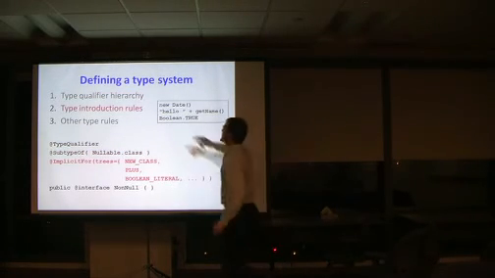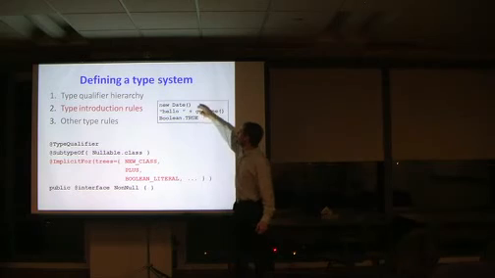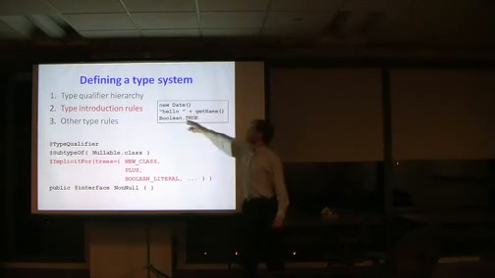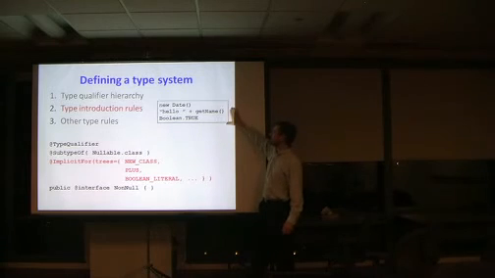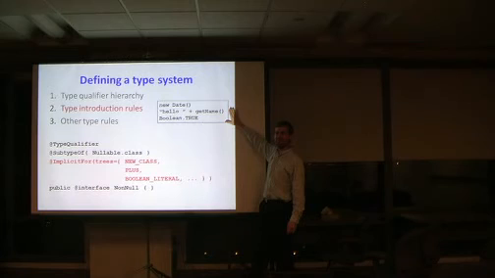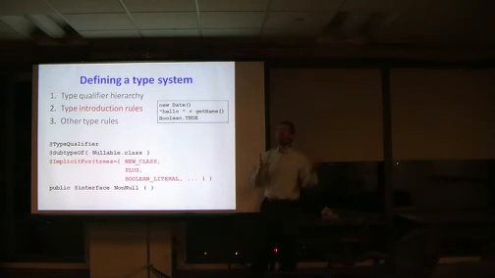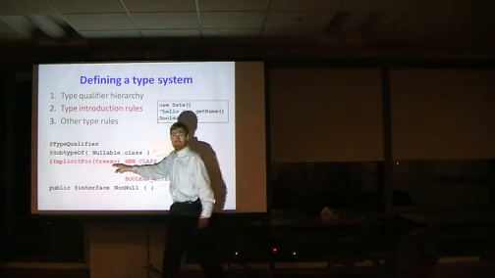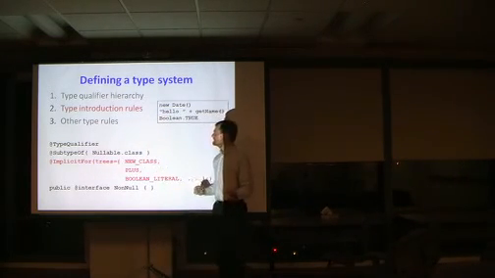The next thing to do is type introduction rules. So if you say new Date, or "hello" plus getName, or Boolean.TRUE, all of these things are non-null. They're guaranteed never to be null, these expressions. But you don't want to have to write that every time. So we say that this is implicit for trees, essentially, this is part of the AST.